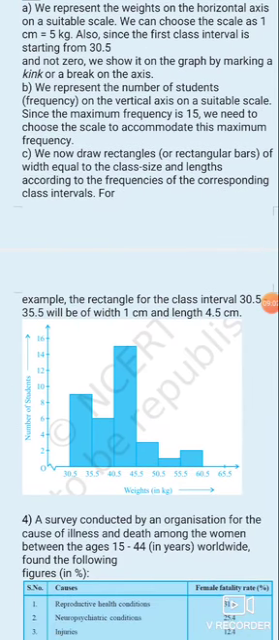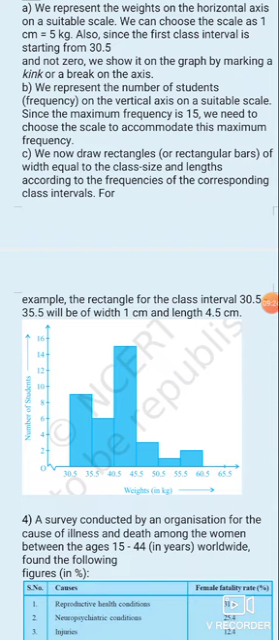Now listen carefully, this one is the histogram. So for continuous class intervals, we consider the histogram. So 30.5 to 35.5, 35.5 to 40.5, etc. In between these bars, no space is there. Okay, these are continuous classes.